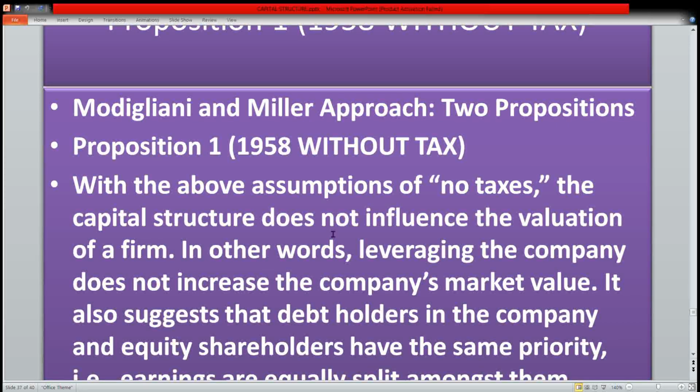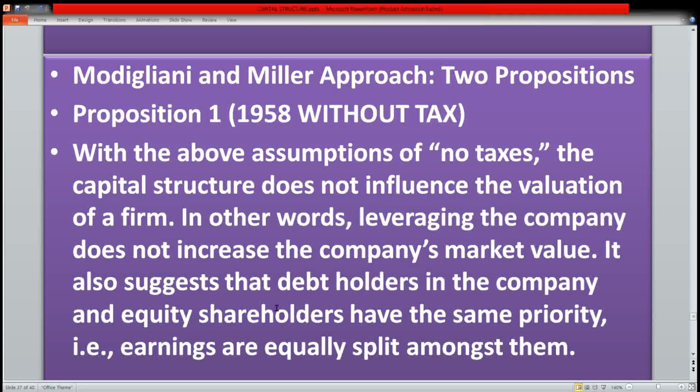The capital structure does not influence the valuation of the firm. In other words, leveraging the company does not increase the company's market value. That means if you change the debt equity ratio, the market value does not change. This proposition supports the irrelevance concept. That is, irrelevance means that capital structure is not relevant for valuation of the firm. It also suggests that debt holders and equity holders in a company have the same priority, and earnings are equally split among them.